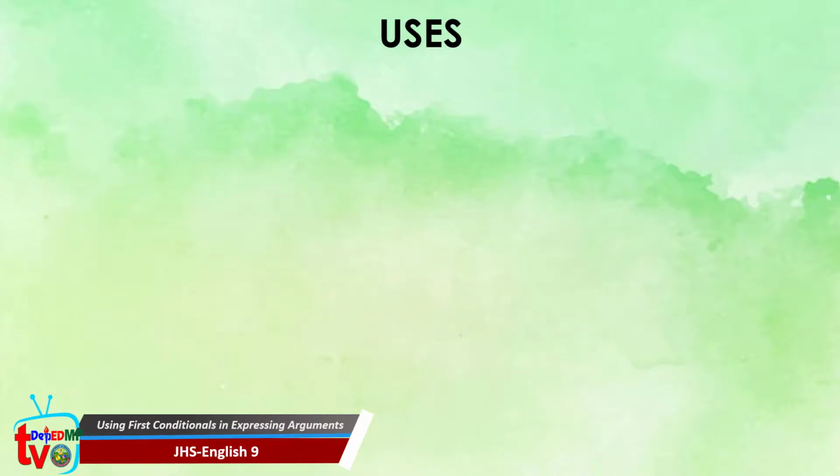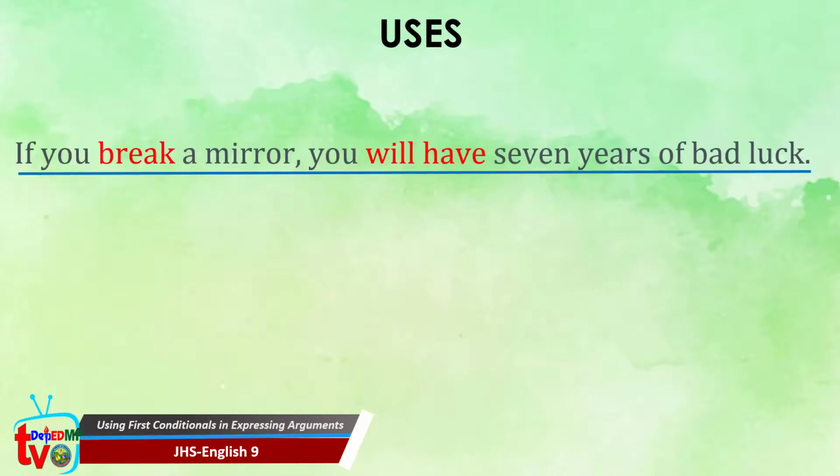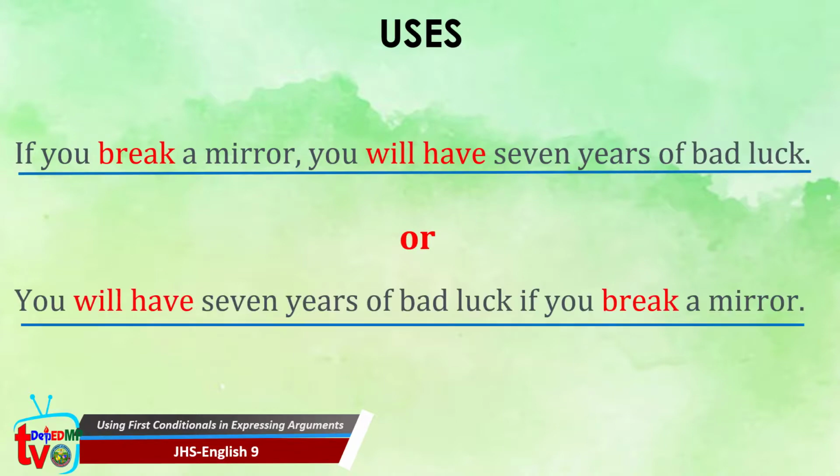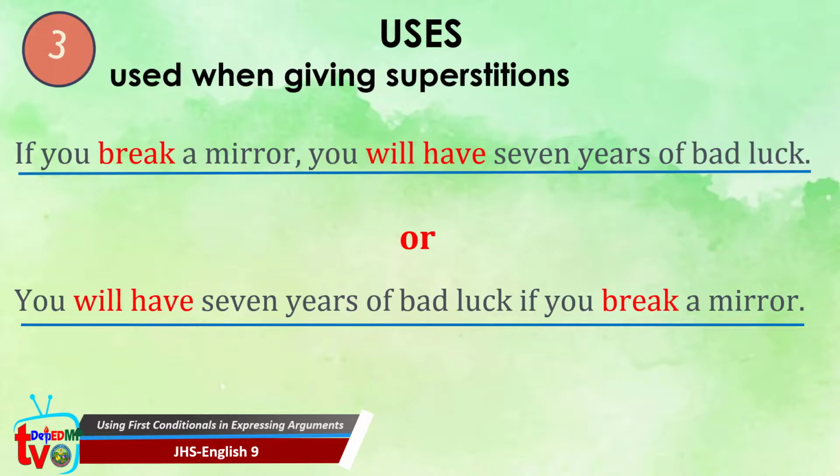What about this example? If you break a mirror, you will have 7 years of bad luck. Or, you will have 7 years of bad luck if you break a mirror. What do you think does this sentence express? Yes, it is telling about superstitious beliefs. There are many examples of superstitious beliefs, and when we want to share them, we can state them in the first conditionals. We then can say that first conditionals are used when giving superstitions.